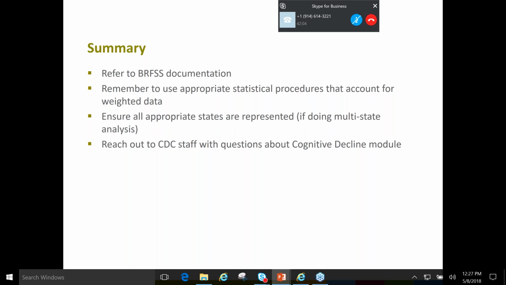It's important to remember to use the appropriate statistical procedures that account for weighted data, and that's also discussed in the BRFSS documentation. Ensure that all appropriate states are represented if you're doing multi-state analysis. It's not as important if you're doing a single state analysis, if you're interested only in one particular state. And again, feel free to reach out to us if you have any questions. Next slide.